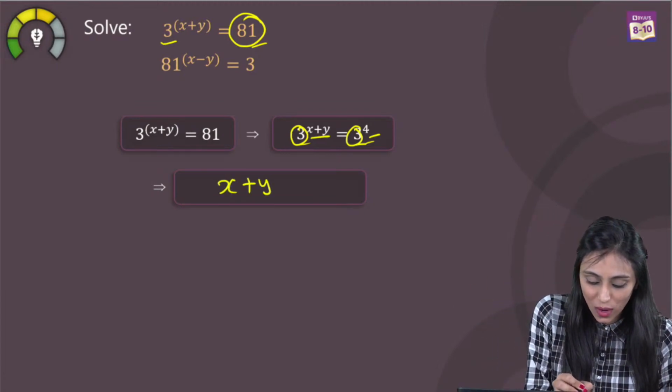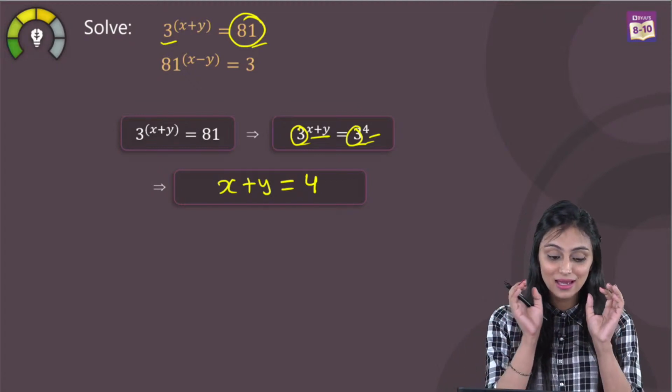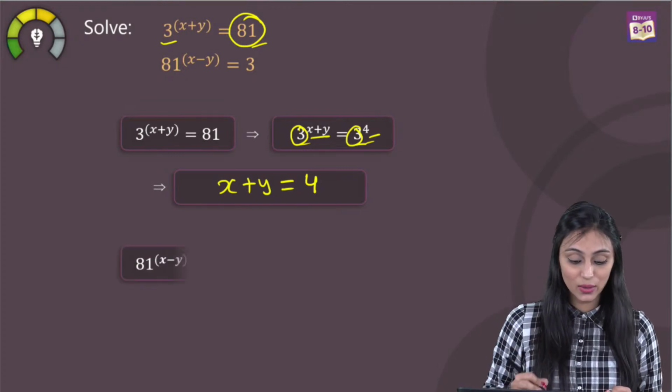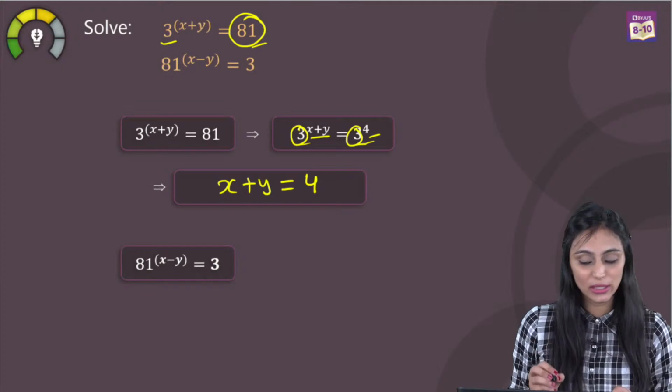That means x plus y is going to be equal to 4. Remember this in questions like this. This is the strategy that you have to use. Now, another equation: 81 to the power x minus y is equal to 3. Here as well we'll do the same thing.